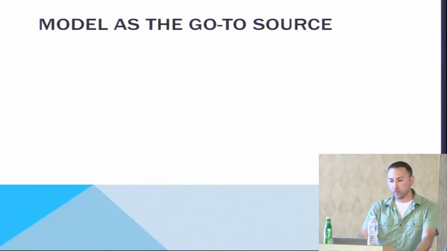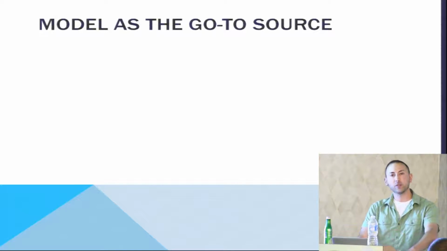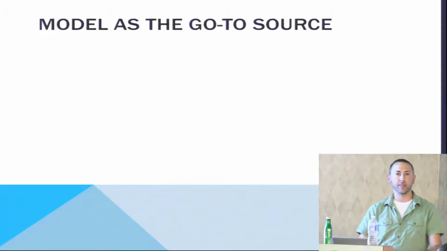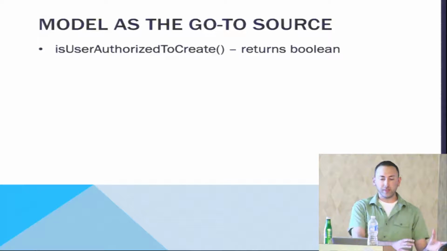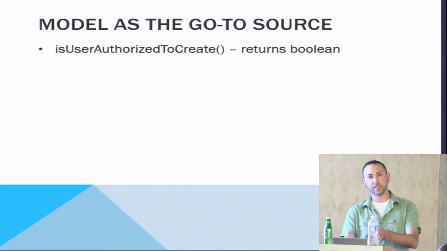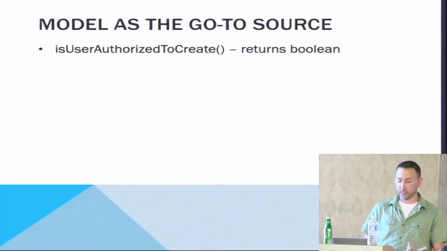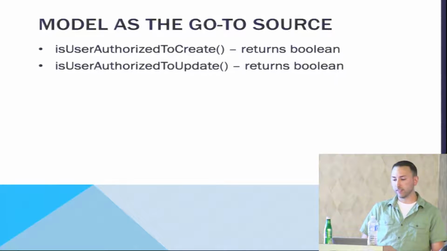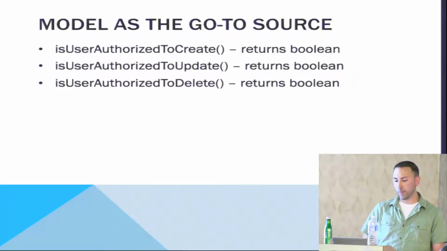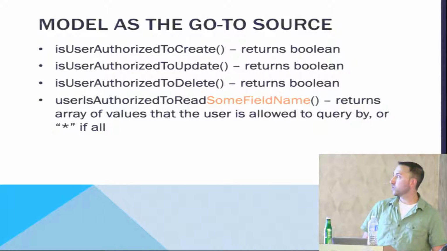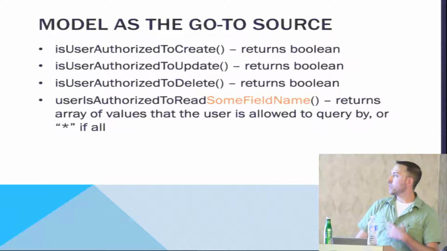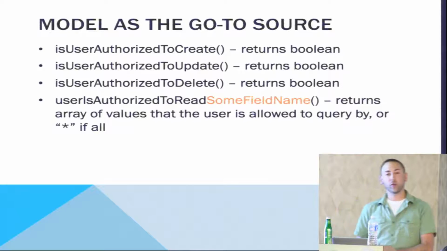So we have the model as the go-to source for all of this permission information. And those methods I just mentioned in the permissions component actually map to these methods in every model. Is user authorized to create, update, delete. And then the magic one, user is authorized to read some field name. This returns an array of values that the user is allowed to query by.